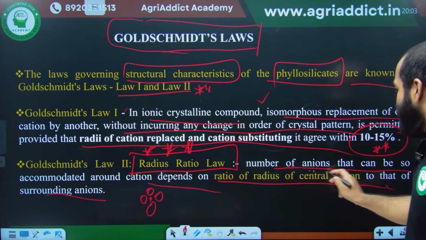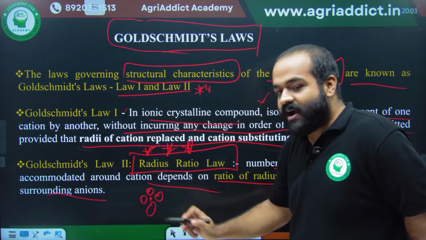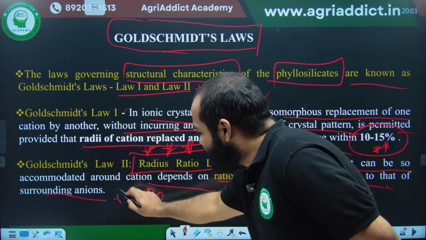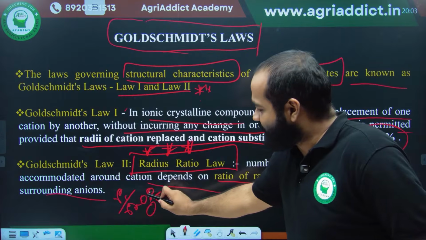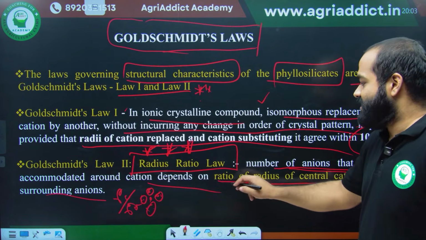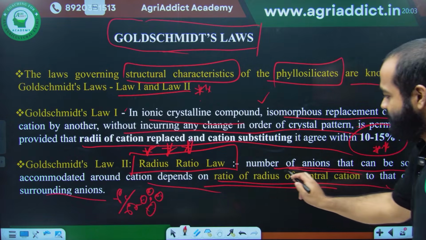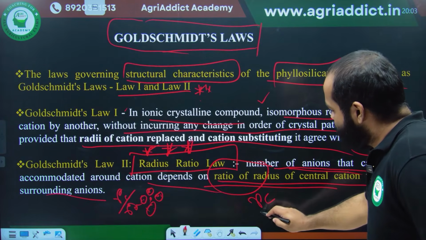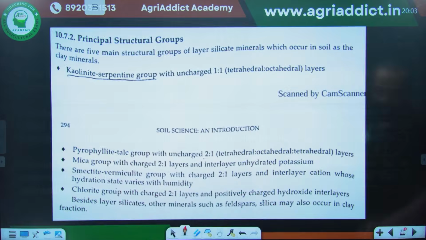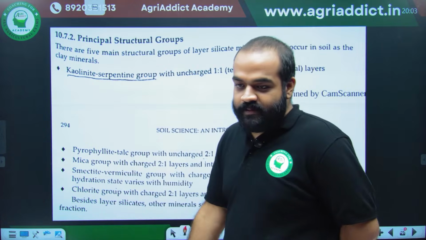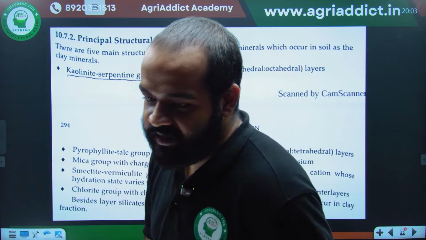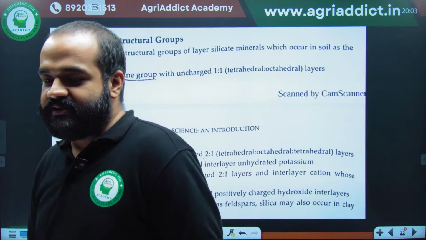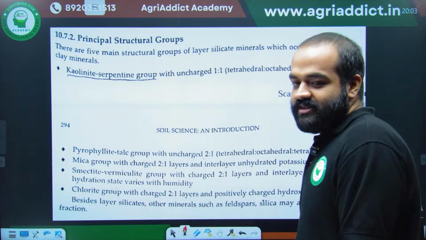So the number of anions that can be accommodated, how much will that number be? That will be defined by the radius of the cation divided by the radius of the anion. That number will decide how many anions will sit around it. That is why it is also called the radius ratio law, because it depends on the ratio of the cation radius to the anion radius. All right. This is again from ISSS. The ratio of radius decides the coordination number, and the coordination number decides the shape of the crystal. Very good. You are absolutely correct.